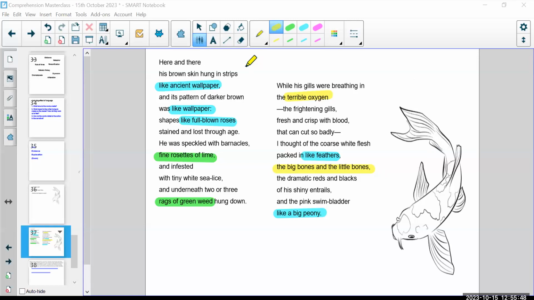She feels sorry for the fish. I know this because it says, while its gills were breathing in the terrible oxygen. I know that she doesn't like the fish breathing in the oxygen that has been produced from land. Yes, good. So the oxymoron there, ironically for the fish, oxygen is terrible. Something that we see as essential, right? It sees as terrible. So she's pitying it. She wants it to be perhaps released back into the sea so it can breathe again. Let's see what else.